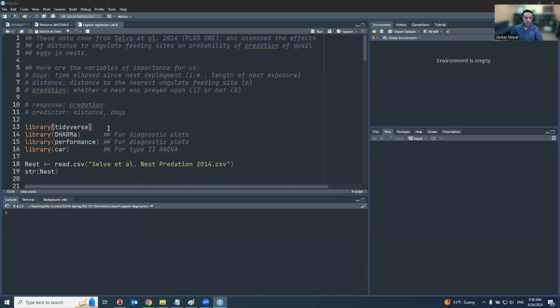All right, so this is a lecture on Logistic Regression Lab. We have already looked at the data that we use for this lab. The data come from Selva et al. in the journal PLOS One.